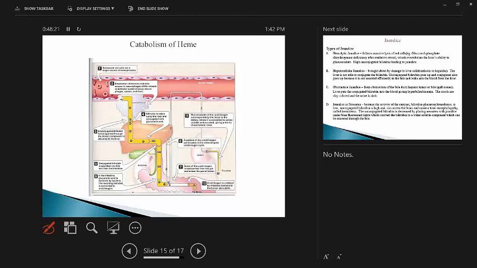What's the enterohepatic circulation? Somebody give me an example of what happens. Loud enough that everybody can hear. What do you think?